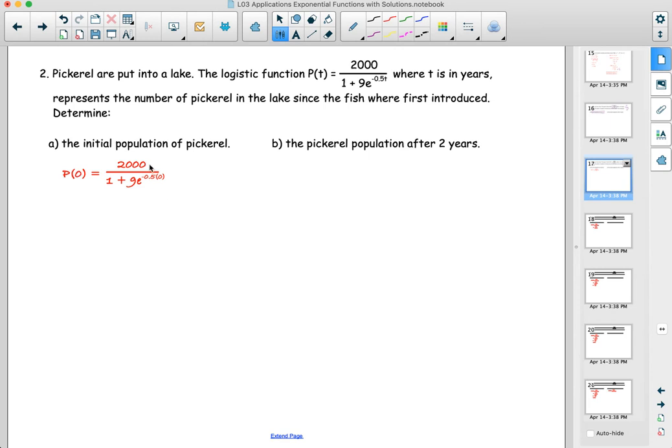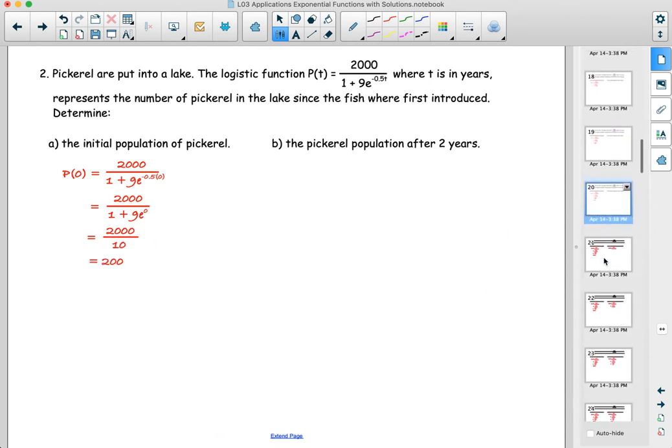So p at 0 is going to be 2,000 over 1 plus 9e to the negative 0.5 times 0. That's just going to become e to the 0. And e to the 0 is 1, and 9 times 1 is 9, plus 1 is 10. So we're at 2,000 over 10, and 2,000 over 10 is simply 200.